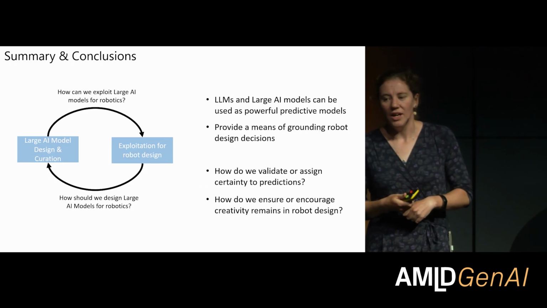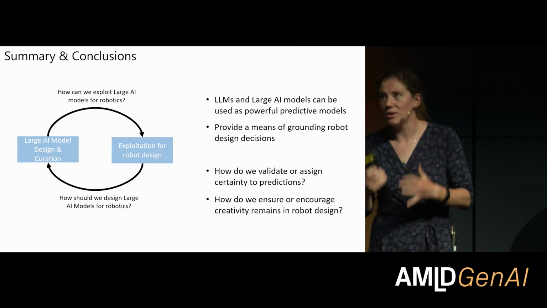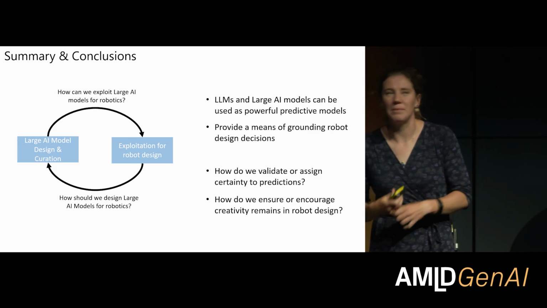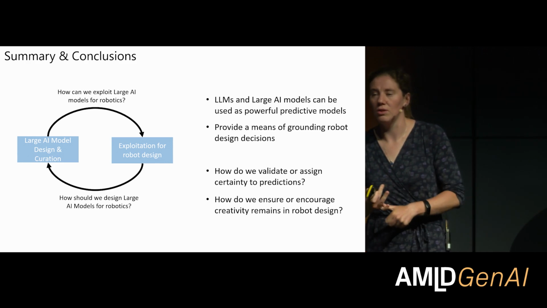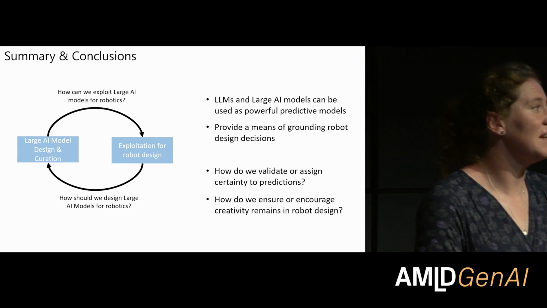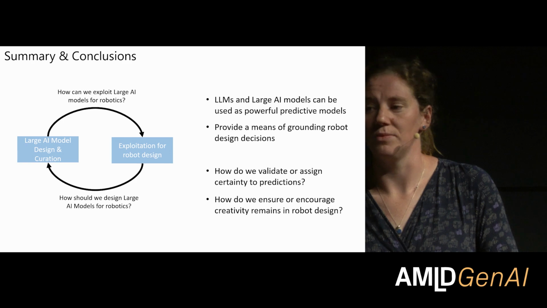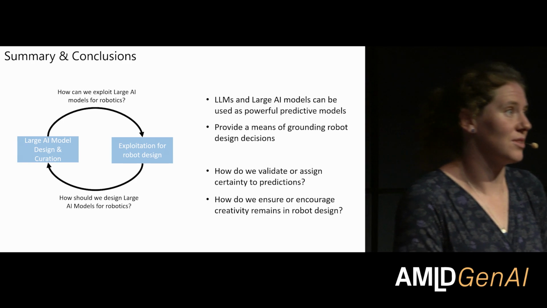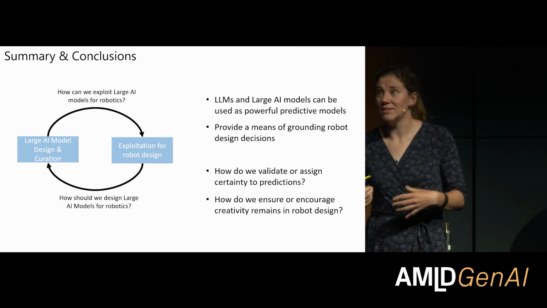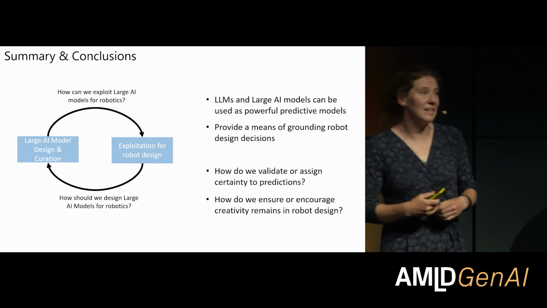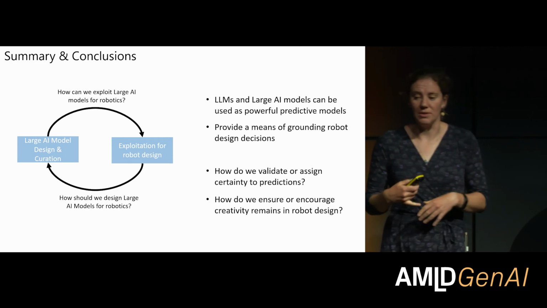So, just to sum up, LLMs and large AI models are extremely powerful tools for roboticists. But we need to think a little bit more outside the box, perhaps, than just looking at control, learning, perception. There are many other ways that we can leverage their huge predictive powers to inform the future of robot design and also the future of robot capabilities. They really provide this means of grounding decisions, which is something we're really lacking in terms of physics, modeling, and simulation, and also human-robot interactions.